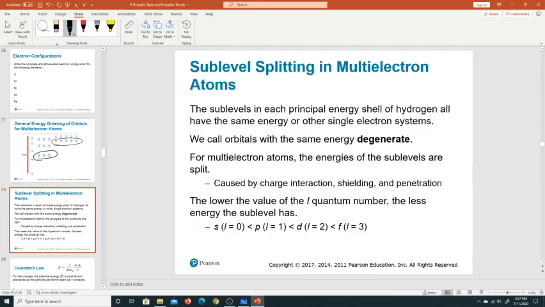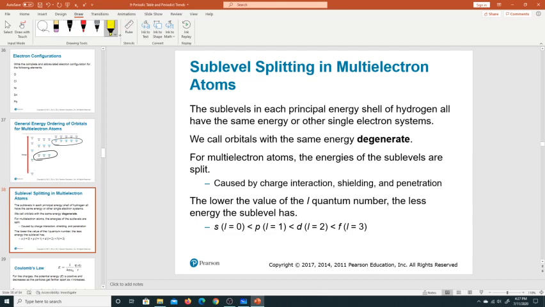First of all, the sublevels in each principal energy level of hydrogen all have the same energy, as in other single electron systems. We call orbitals with the same energies degenerate. For multi-electron atoms, the energies of sublevels are split, which is caused by charge interaction, shielding, and penetration.